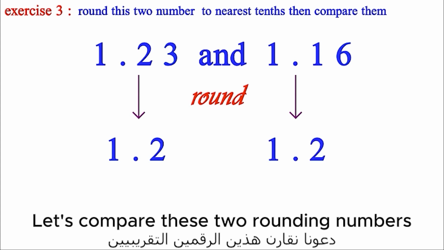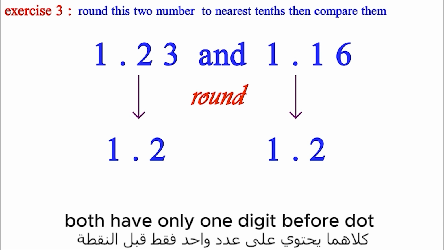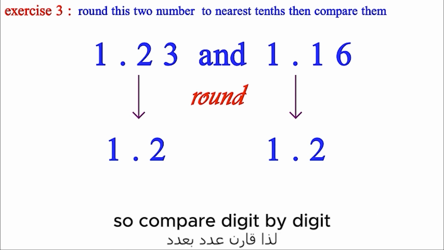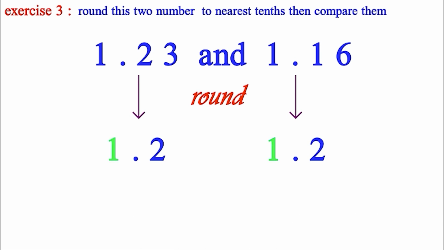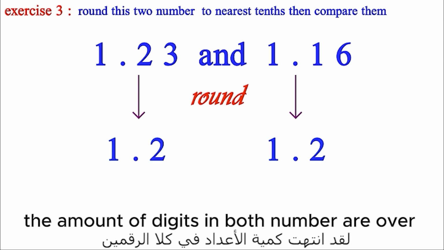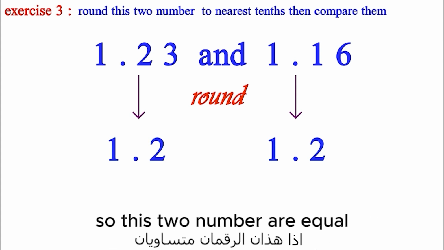Let's compare these two rounded numbers. Both have only 1 digit before dot, so compare digit by digit. 1, 1. Compare after dot. 2, 2. The digits in both numbers are over, so these two numbers are equal.